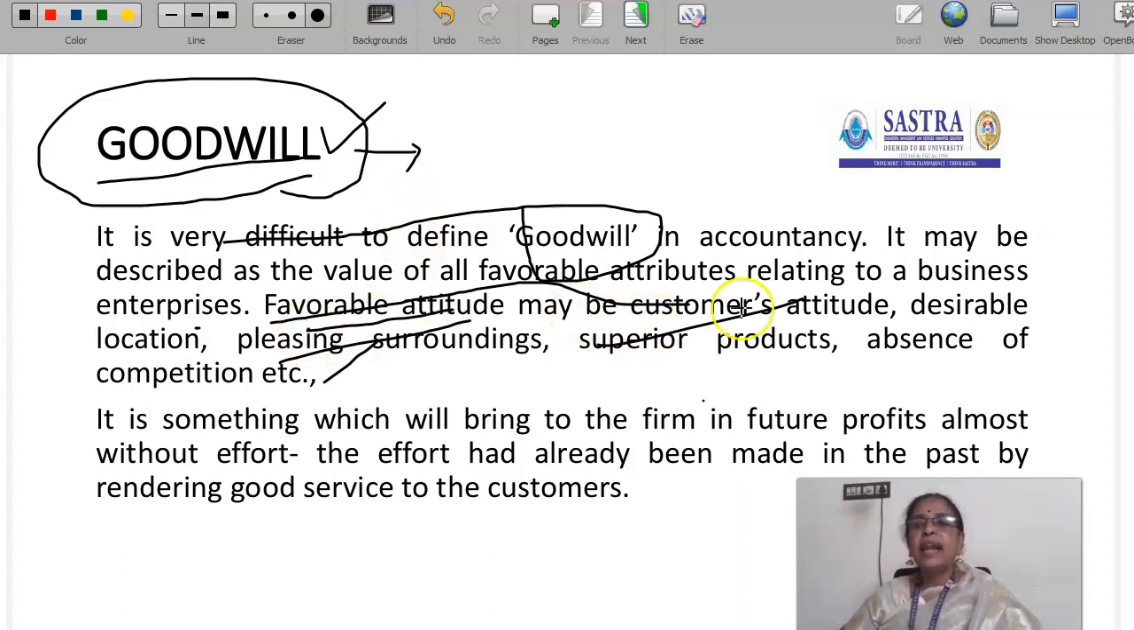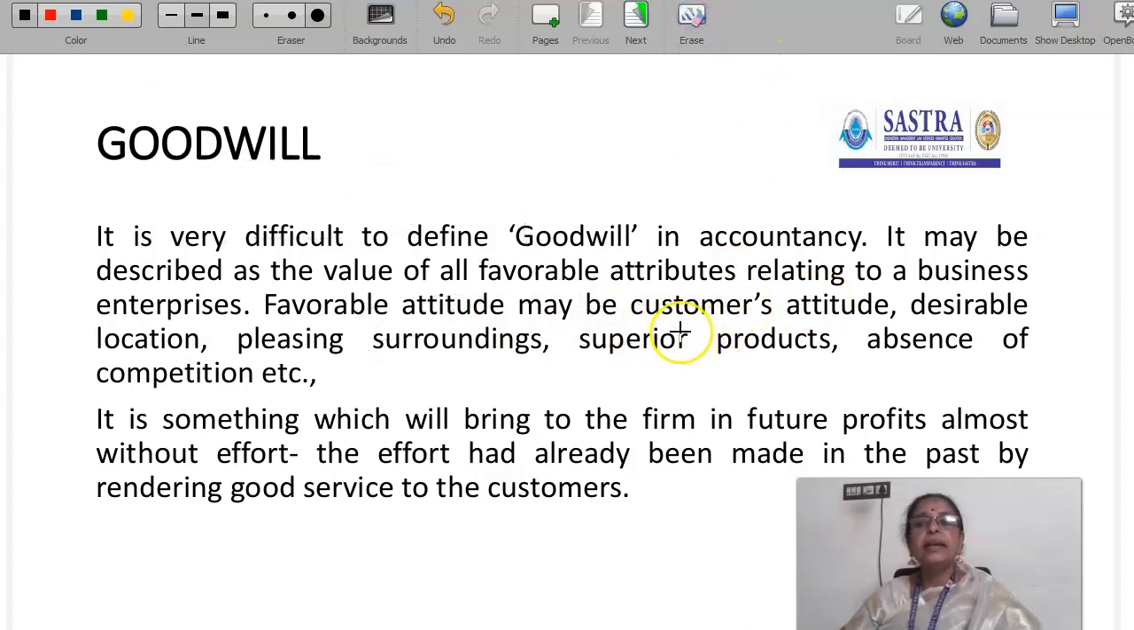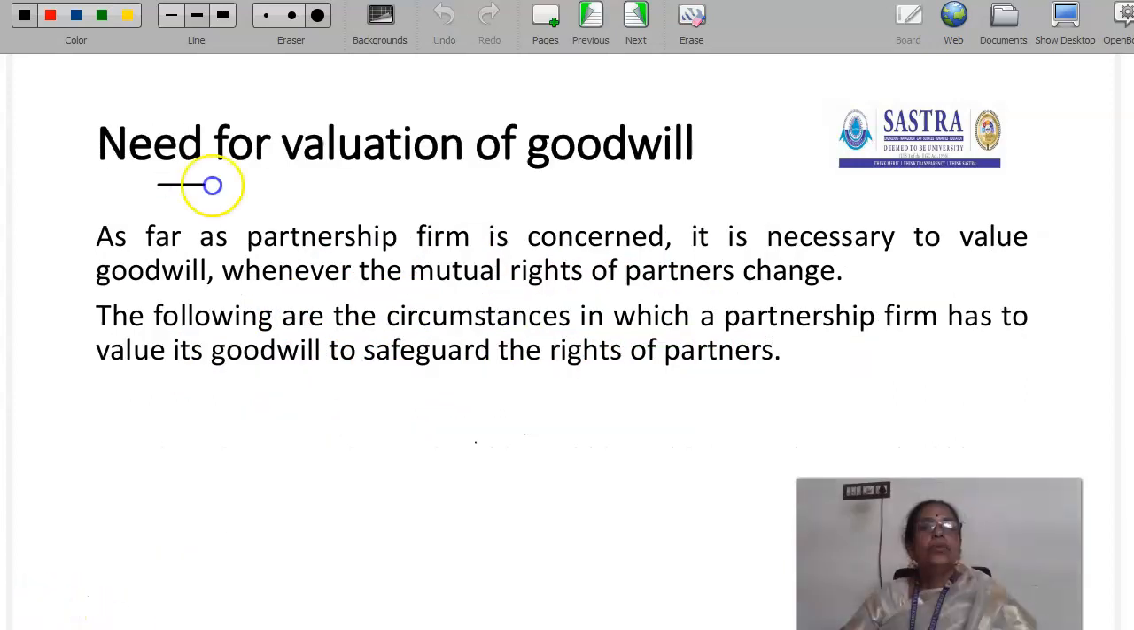So it may be customer attitude. Customers may prefer the particular business or particular shop. They give their patronage. They are feeling satisfied, and so they visit the shop again and again. Desirable location, pleasing surroundings, superior product, and absence of competition. Why do we need to calculate the value of goodwill?